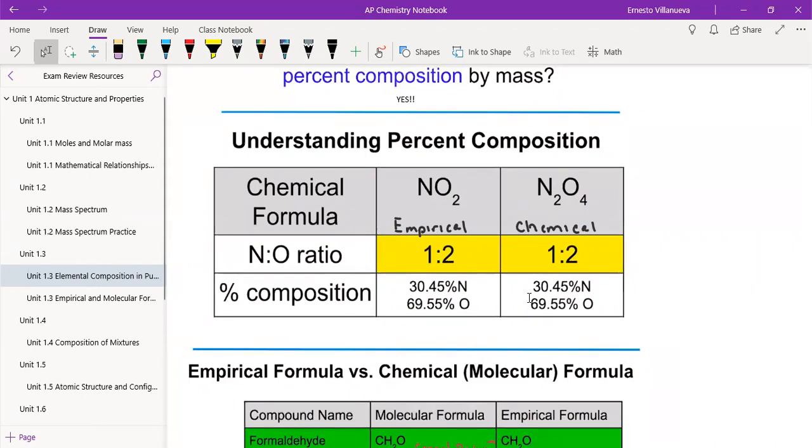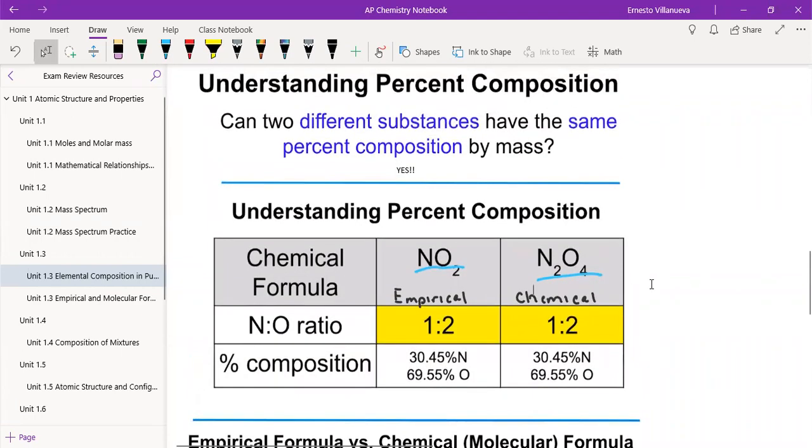Here's an example of a compound that is two different compounds, but they have exactly the same percent composition. In this case, the reason that happens is because this one happens to be the empirical formula of the compound we just did. So even though the mass is going to be different, because the ratios are still the same at 1 to 2, you're going to end up with the same percent composition as another compound.